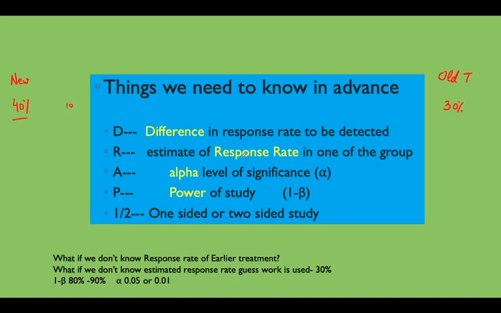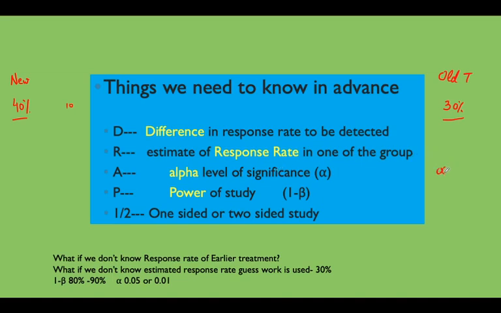The estimate of the response rate in one group is already known, and this could be known to us by review of literature, by animal model studies, or by anything close to that value. Alpha is the level of significance, which I have mentioned in my previous slide.